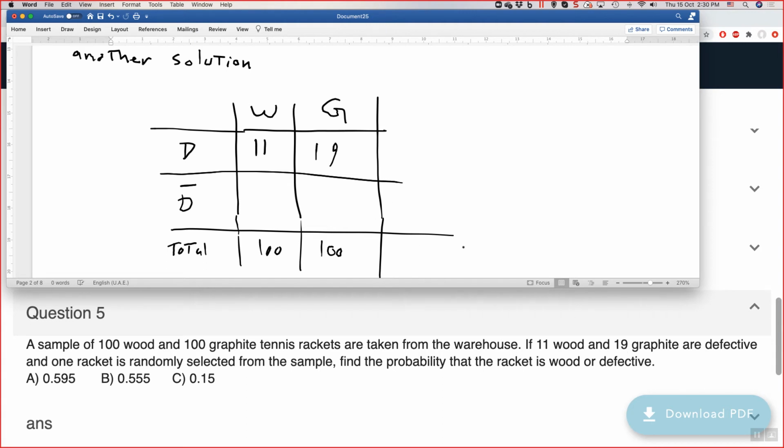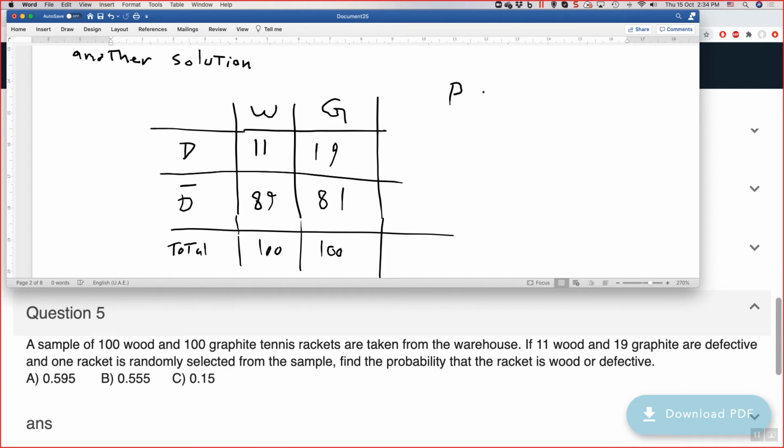So we write these numbers here. Obviously, if you know the total, you can easily get the defective ones. The defective ones are going to be 100 minus 11 here, which is 89, and here 100 minus 19, 81. So this way I built the entire table, and now I can get the probability of the OR without actually using the rule, because everything is in front of me, laid out nicely in the right place. So I can just use it to get the answer.